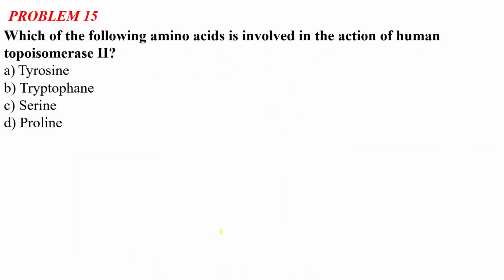Problem number 15 says, which of the following amino acids is involved in the action of human topoisomerase 2? Your options are number A, tyrosine, number B, tryptophan, number C, serine, and number D, proline. Tyrosine, tryptophan, serine, or proline?